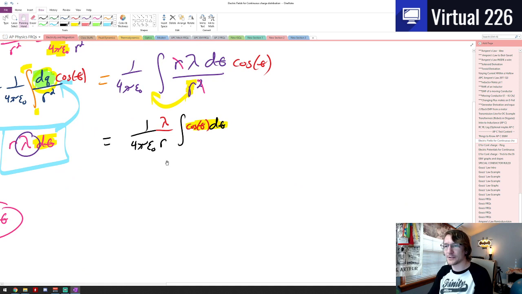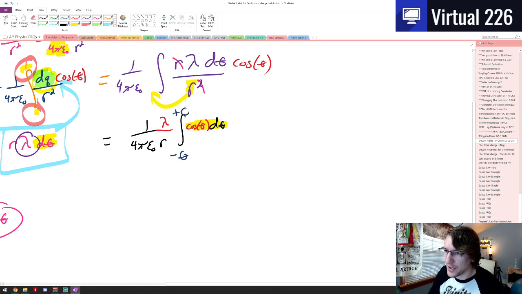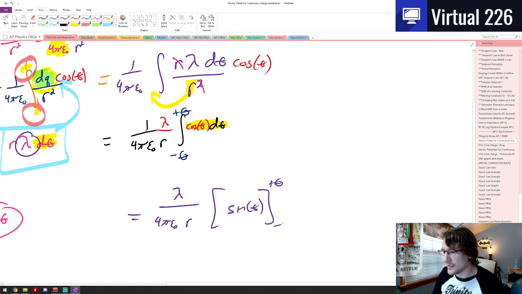So now, whenever we put our bounds on, which we didn't know before, our bounds can just go from negative theta to positive theta. And I just need to take the integral here of cosine d theta. In doing so, I'm going to get lambda over 4 pi epsilon naught r. And the integral of cosine is just sine. So this is just equal to sine of theta, bounded from negative theta to positive theta.